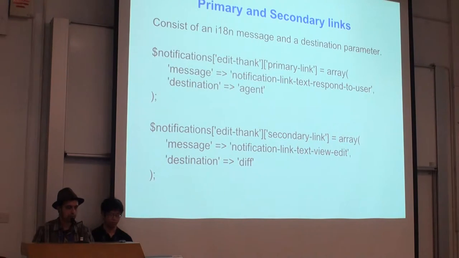First, we'll talk a little bit about the primary and secondary links. The primary link is, as I said before, the link that you'll be taken to when you click anywhere on the notification in the flyout view. That just consists of an i18n message with a destination that is set for that link. And then you can also optionally have a secondary link, which is defined in the same way.